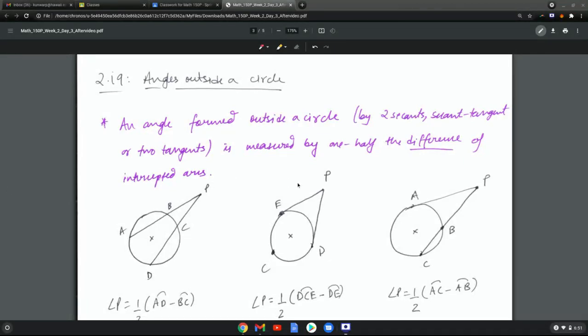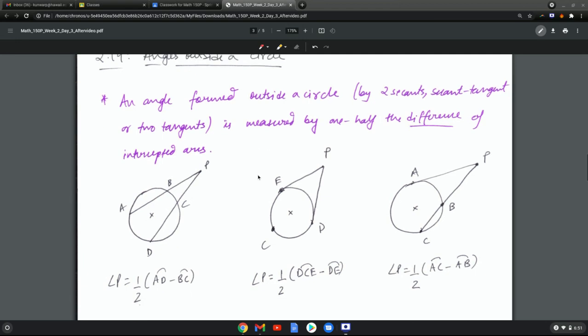Okay, so now there are some results regarding angles outside a circle. Recall how we can have two tangents drawn from the same point. And when that is the case, there's a nice result which says that if I take this arc AD, the bigger one, subtract BC and half it, that's going to give me this angle P. So this is when they are secants.